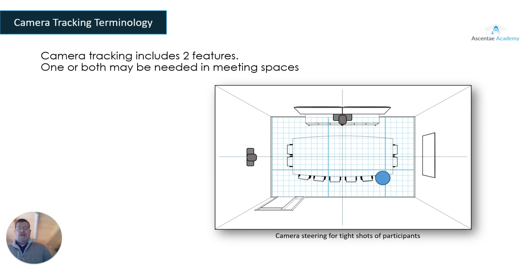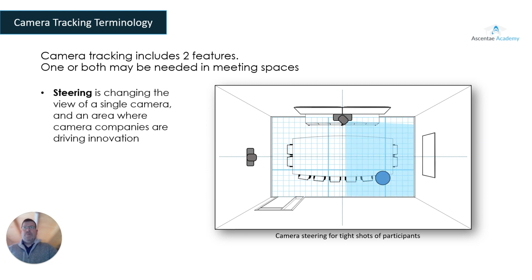So here we have a normal meeting room, and we have 2 cameras here, and we want to steer the camera on the long wall so that it will pick up and zoom in to an active speaker. And here again, it's steering to give a tight shot of the participants on the other side of the room.